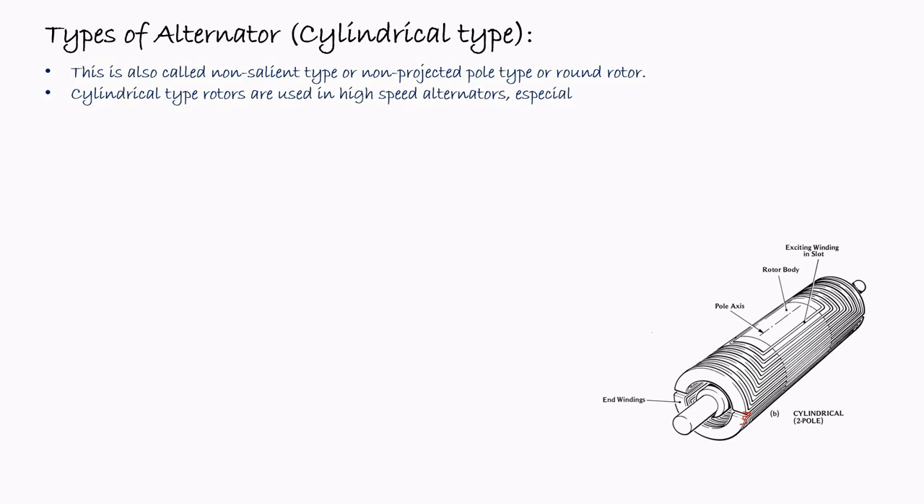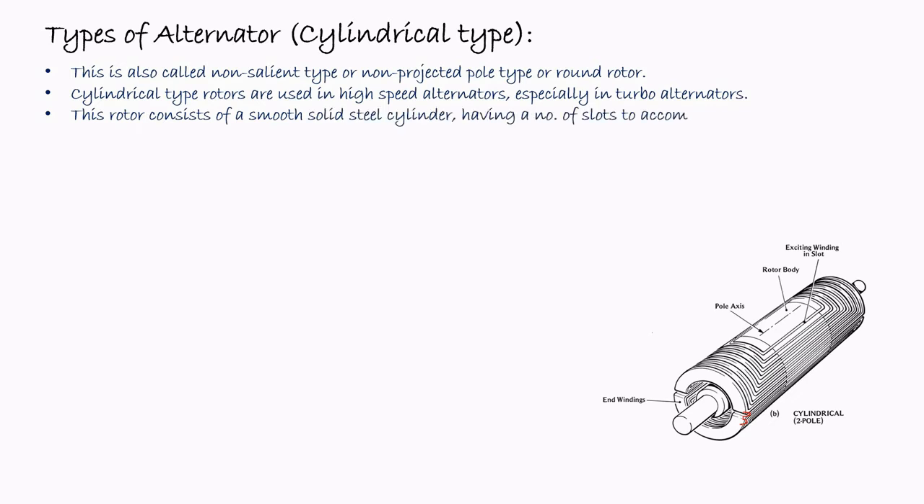The cylindrical type rotors are used in high-speed alternators, especially in case of turbo alternators. The turbo alternator means where the speed is more than 1500 rpm. These are called the turbo alternators. So for that type of applications, normally the cylindrical type rotors are used.